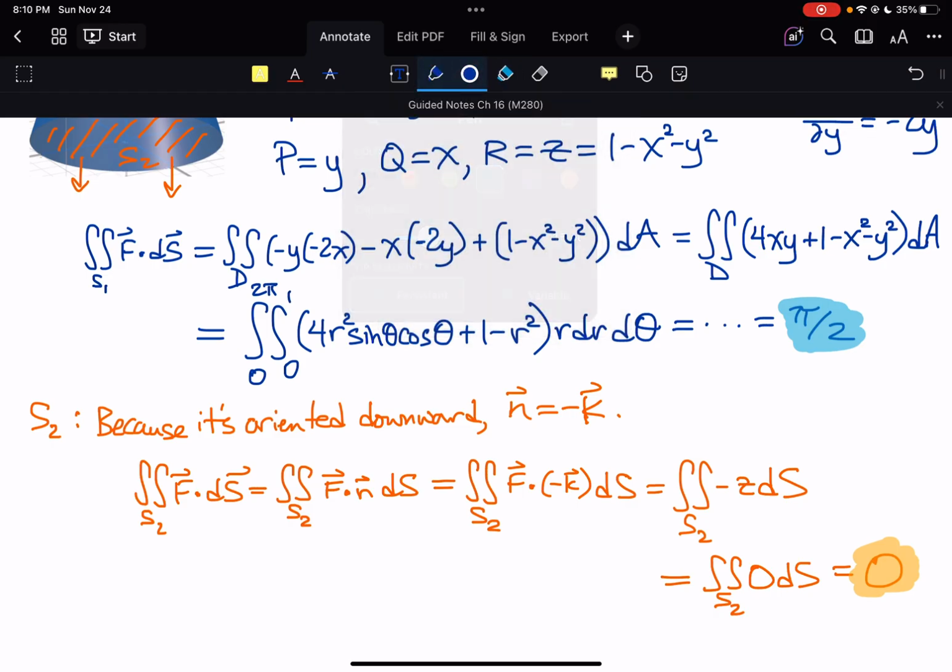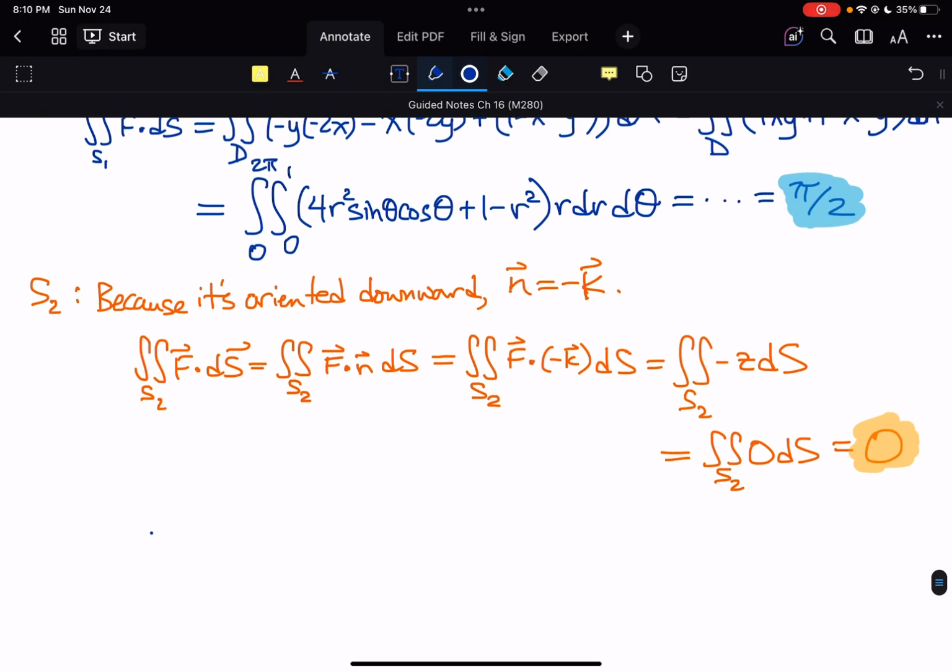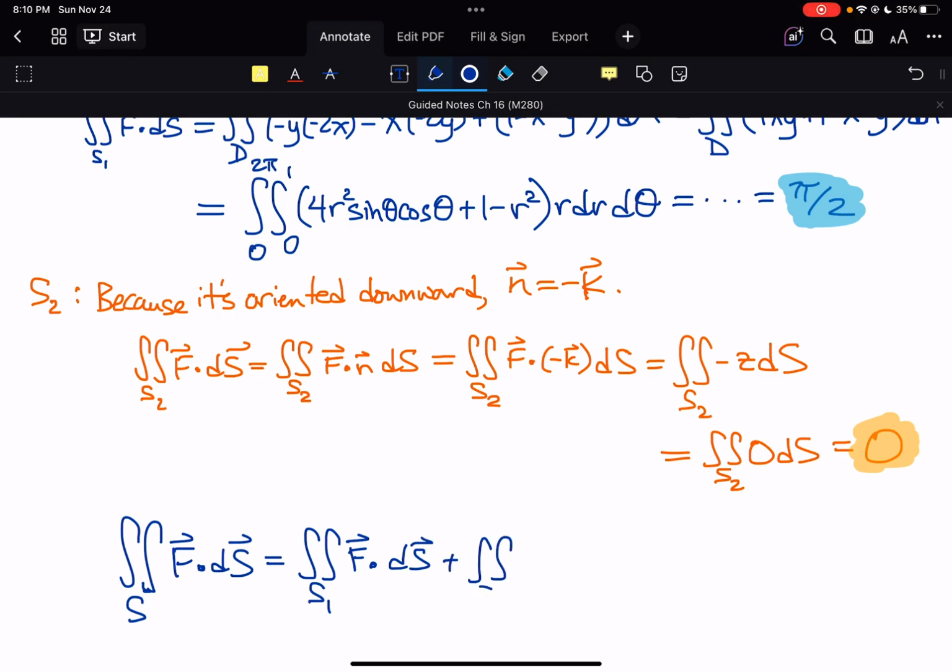So we get the surface integral of 0, which is 0. So our solution here, the surface integral over S of f dot ds, is the surface integral over S1 plus the surface integral over S2. Just evaluate the separate pieces separately. So we get pi over 2 from the first one plus 0 for the second one. So we just get a value of pi over 2 for that surface integral.